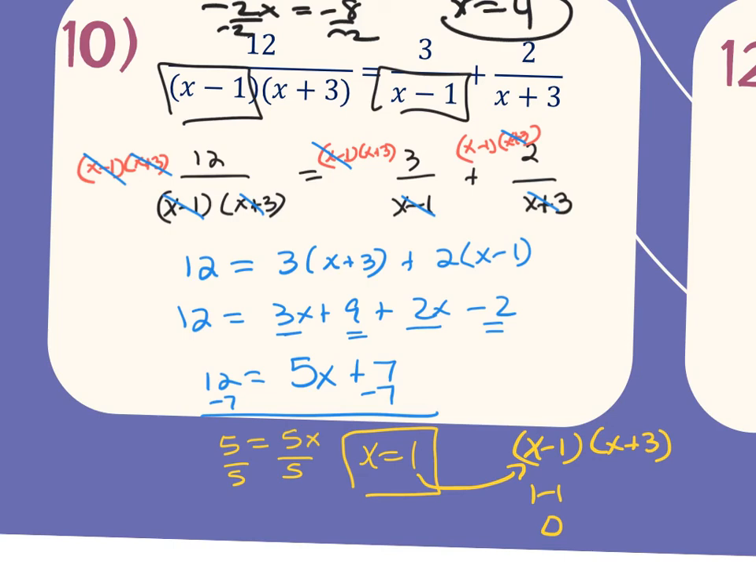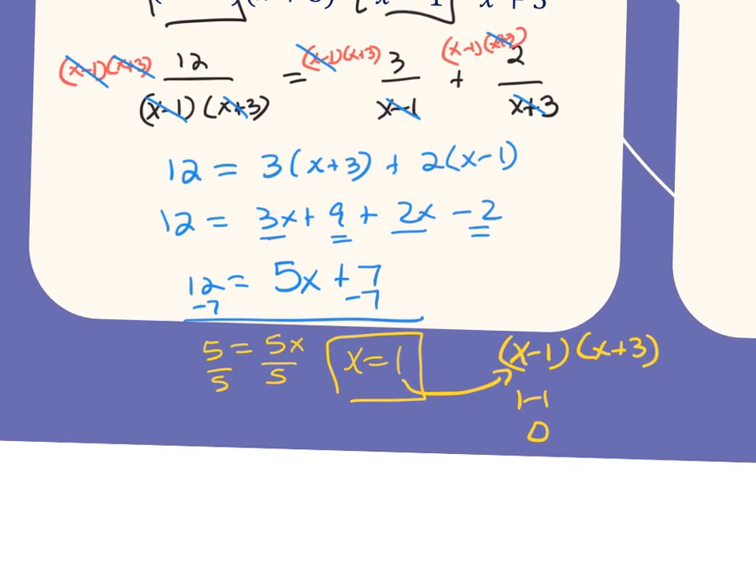So my answer that I just got is going to end up being no solution, because x equals 1 is an extraneous solution. So you're going to put the circle with the slash. So this is an extraneous solution. So it's no solution. It makes the denominator a 0. 2 more examples and we're done.